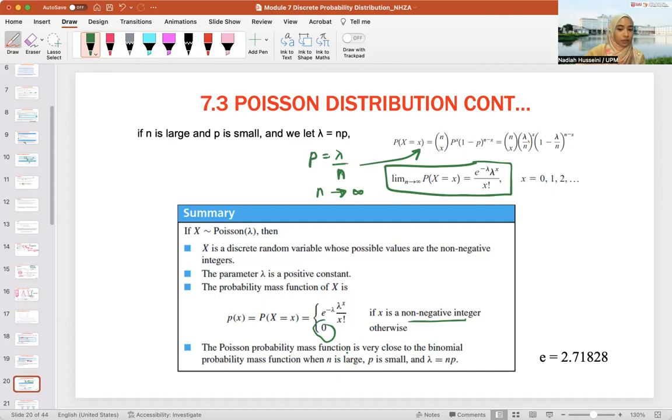The Poisson probability mass function is very close to the binomial probability mass function when N is very large and P is very small. And again, lambda is equal to NP.